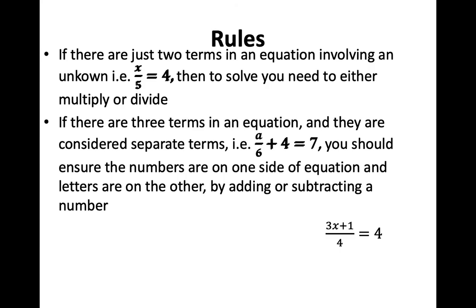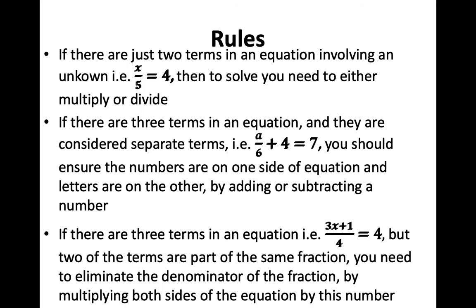If there are 3 terms in an equation and they're considered separate, i.e. a over 6 plus 4 equals 7, we've got 3 terms, a over 6, 4 and 7. You should ensure the numbers are on one side of the equation and the letters are on the other. So the first thing you need to do is add or subtract the number that's been added to a over 6, which is 4. So you minus 4. So then your rule 2 becomes your rule 1.